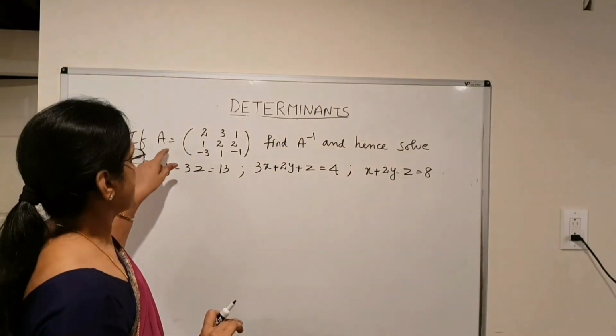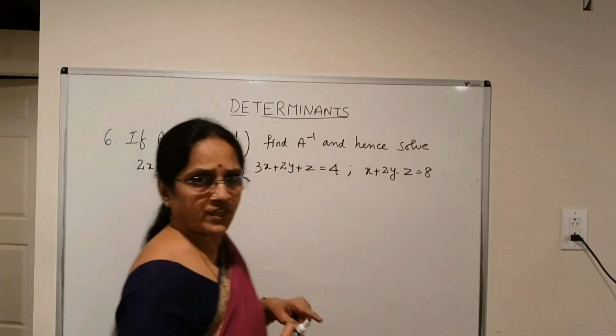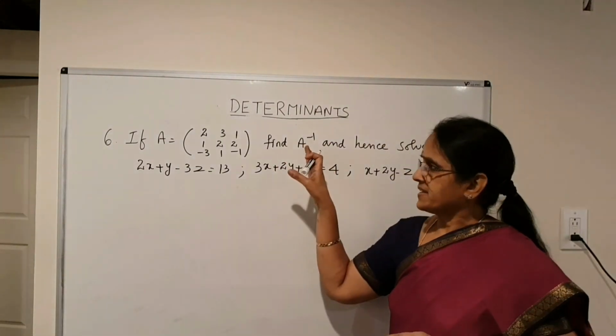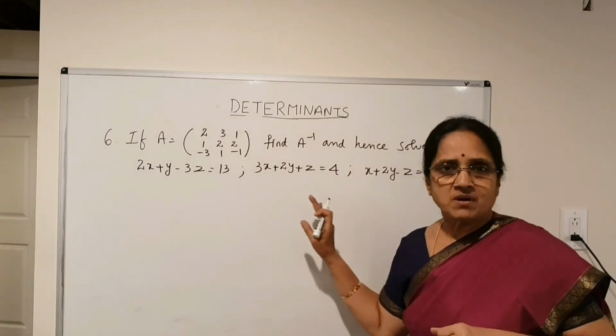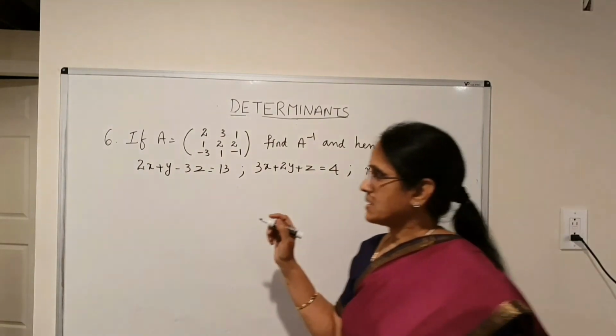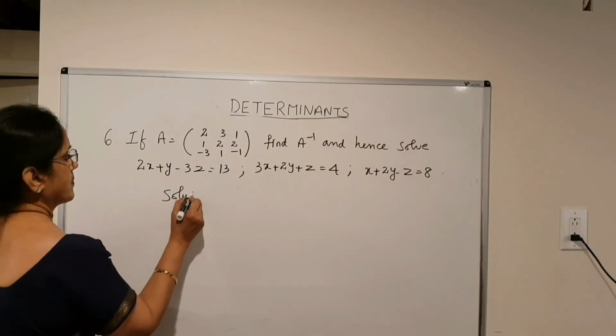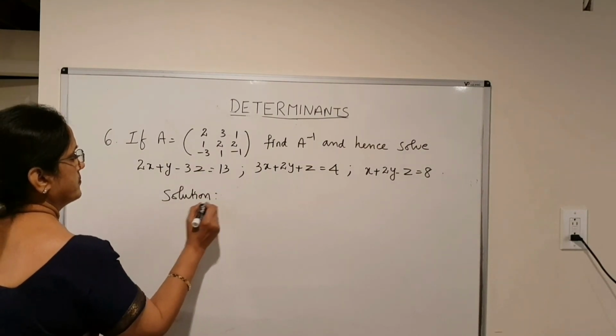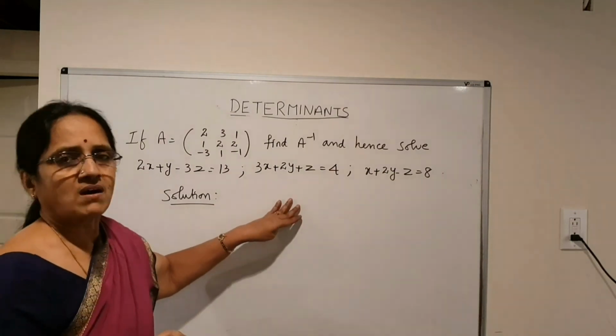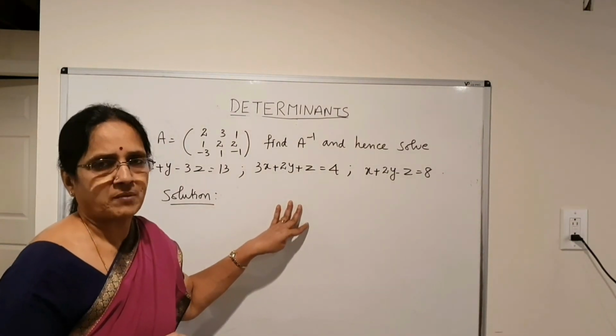You have been given the matrix A and you need to find A inverse. And using that A inverse, you have to solve the system of equations. Let's do the sum now. Solution. Actually, this question was asked in the 2017 Delhi paper.